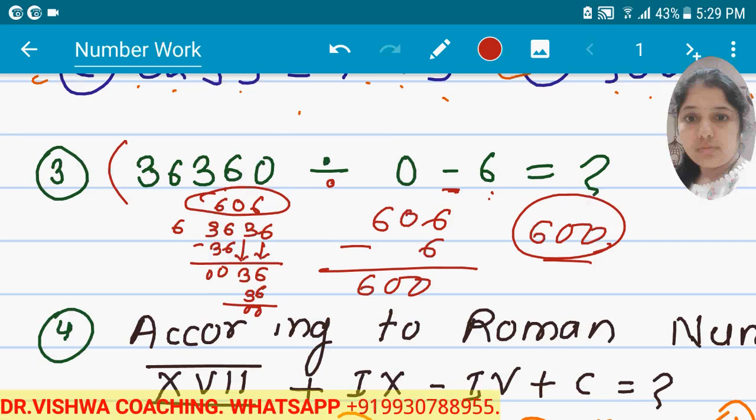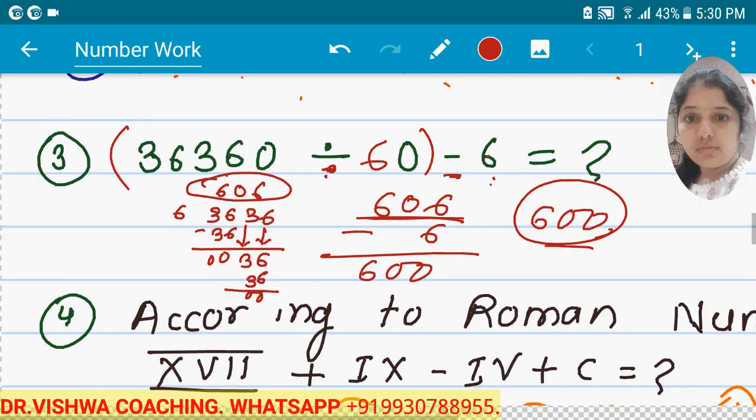Now this is the way to solve the problem, because whenever division and subtraction are there together, or multiplication and subtraction, or addition and subtraction, then always do division first, always do multiplication first, then subtraction, then addition. So your answer is 600. We here just divided 36360 by 60. We got the answer as 606. Then we subtract the 6 from 606 and we got our answer as 600.